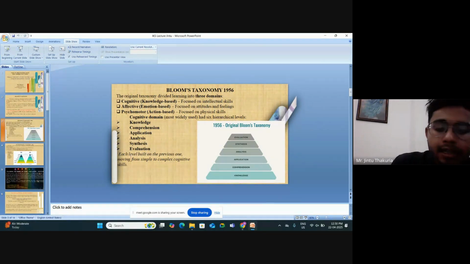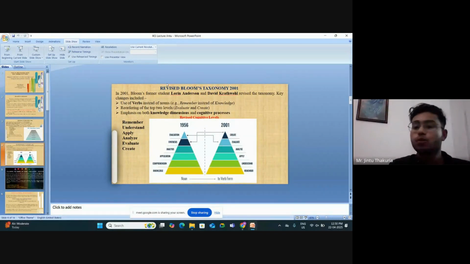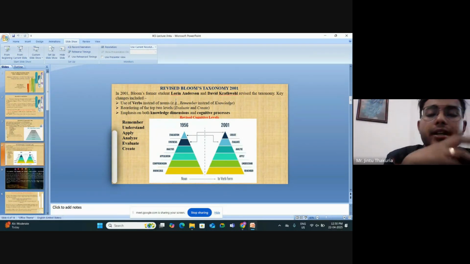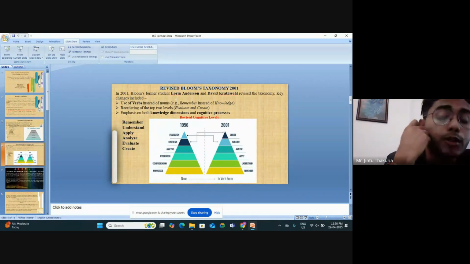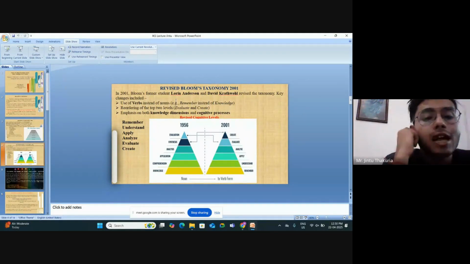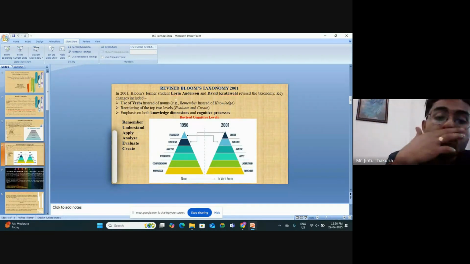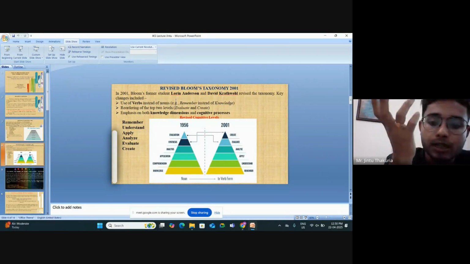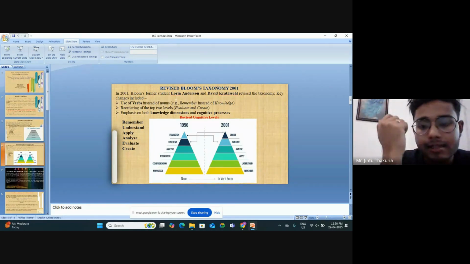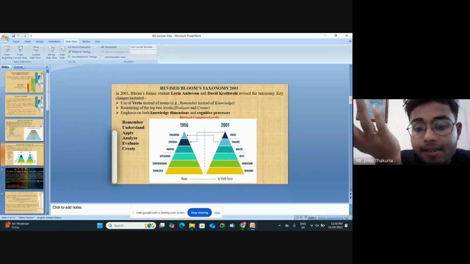Now, this taxonomy was revised by two of Bloom's students. In 2001, Bloom's former students, Lorin Anderson and David Krathwohl, revised the taxonomy, and they brought some fundamental changes. The first one is that they used verbs. Bloom had used nouns. Terminologies like evaluation and synthesis were transformed into verbs, such as evaluation became evaluate, and analysis became analyze. That is one.